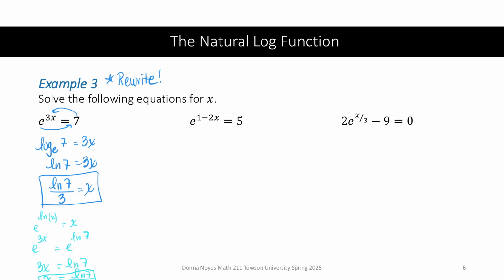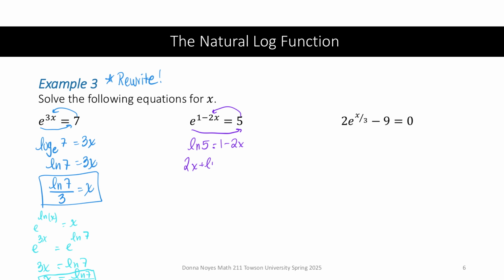e to the 1 minus 2x equals 5. So this one we're going to rewrite again as log base e of 5 equals 1 minus 2x. So the natural log of 5 equals 1 minus 2x. So now we need to solve for x. Currently it's on the right-hand side. It's negative. Let's add it to the other side.